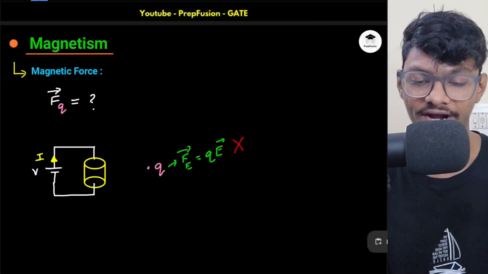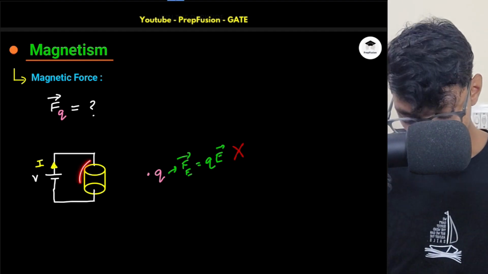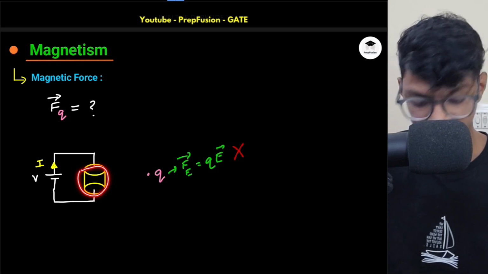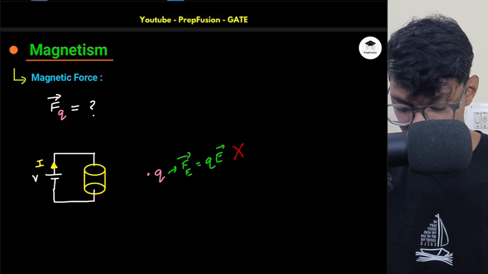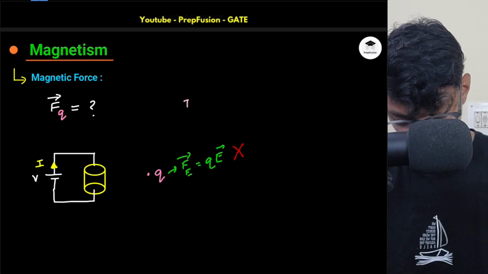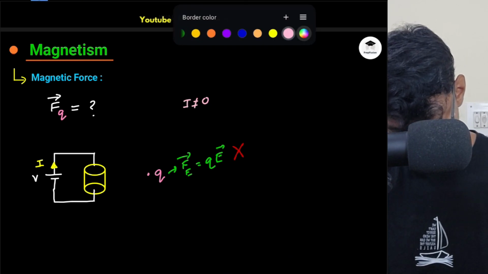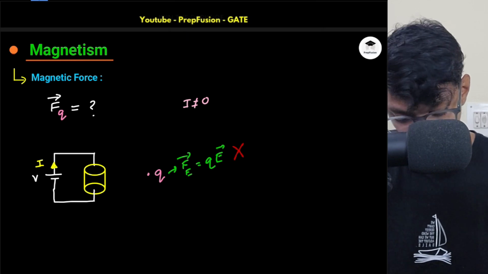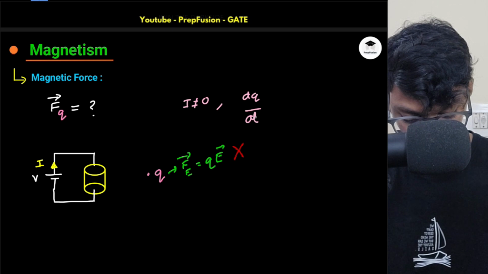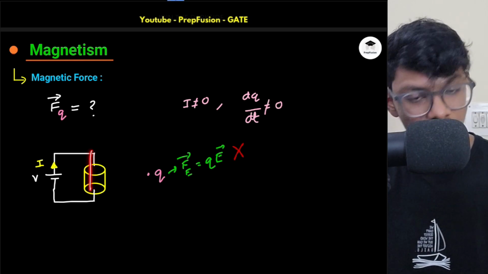The interesting fact is that there is no stationary charge over here. Charges are always moving, there is no stationary charge, right? Current is flowing. What does it mean if current is flowing? So I is not equal to 0, correct? If I is not equal to 0, that means dq upon dt is not equal to 0. So charges are not stationary here.